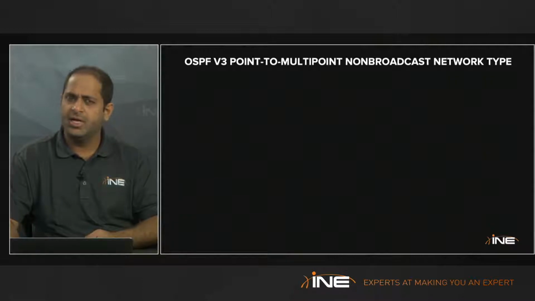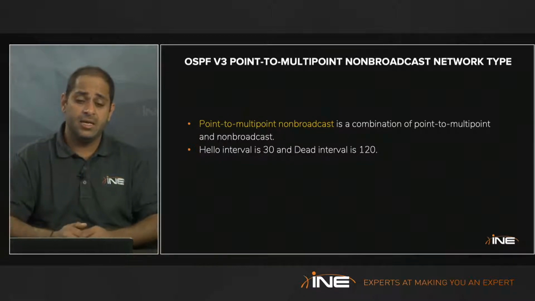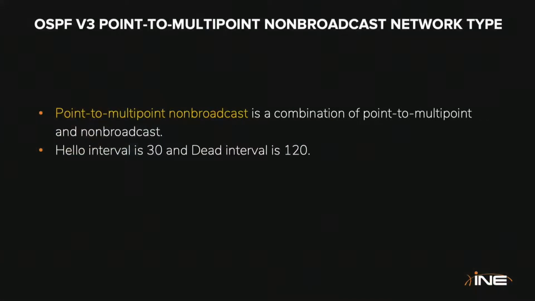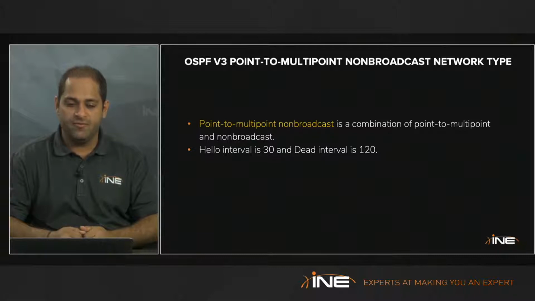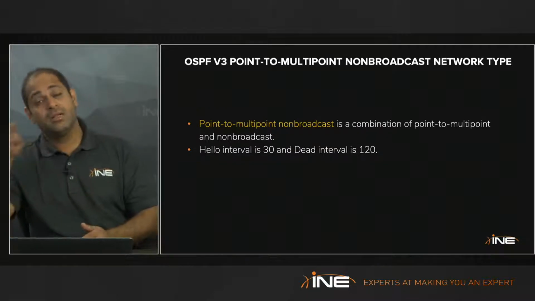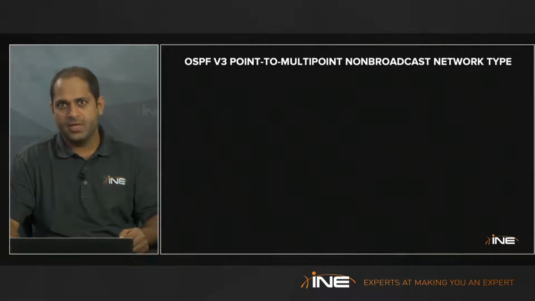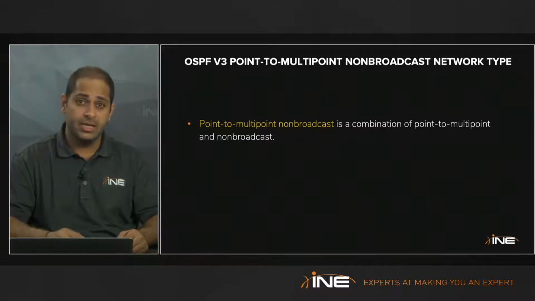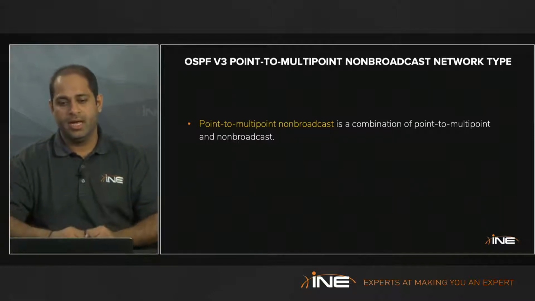Then we finally have the next network type, which is a combination of point-to-multipoint and non-broadcast. This is basically similar to point-to-multipoint and also similar to non-broadcast. So basically, like point-to-multipoint, there is no need for me to give a manual neighbor. Neighborship happens automatically. And like non-broadcast, there is a DR election. The next network type is point-to-multipoint non-broadcast. Like the name says, it is a combination of point-to-multipoint and non-broadcast.